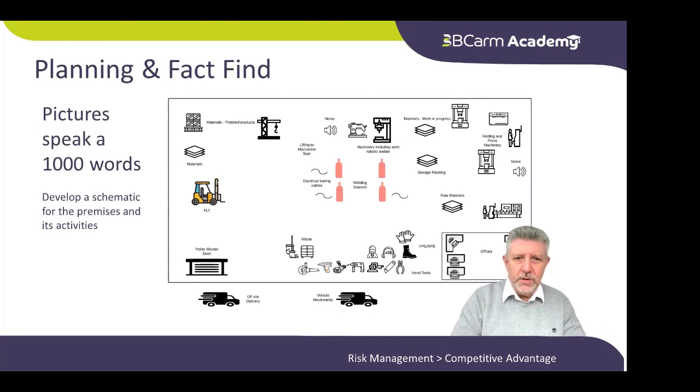So in this sort of example on the screen, we've got maybe a metalworking factory fabrication. So we've got gas bottles, we've got guillotines, we've got bending machines, we've got drills, etc. We've got the raw materials, we've got lifting plant, forklift truck. We've got a whole host of hand tools and personal protective equipment. We've got the building itself with roller shutter doors. And obviously we've got a yard area for delivery and dispatch.